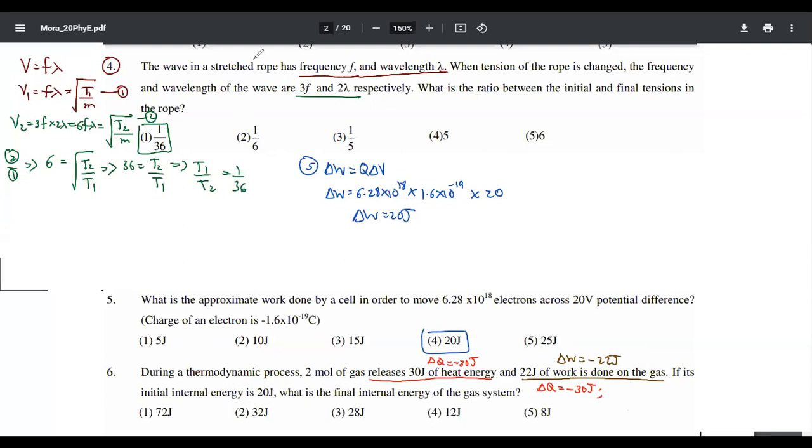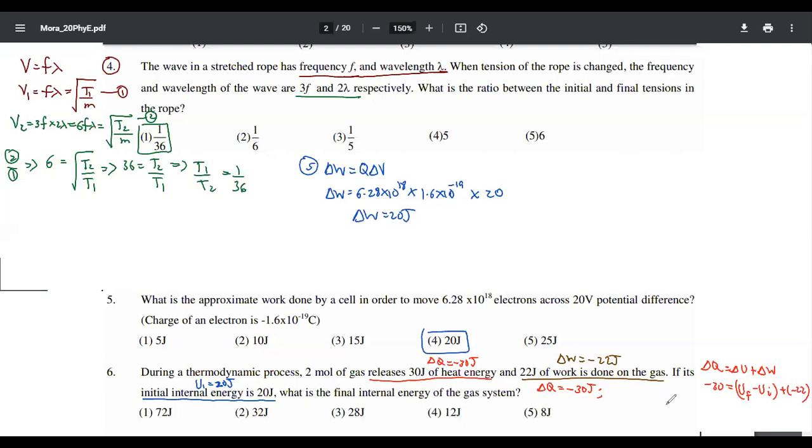Nice. Now they have given you the initial internal energy, I'll take it as U1 equal to 20 joules. Right. Now what can we do? Let's go with the first law of thermodynamics. You know, it's delta Q equal to delta U plus delta W. Delta Q is minus 30. Delta U, what is delta U? Delta U will be final minus initial. I'll put UF minus UI, final minus initial, plus minus 20.